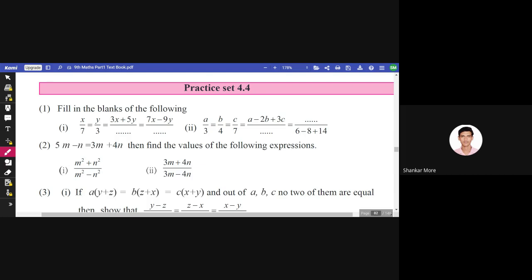Now for second one, a by 3 is equals to b by 4 is equals to c by 7 is equals to a minus 2b plus 3c, all of them you can solve it at home. Okay, so try to solve it at home. This is your homework, okay? And if you feel any difficulty while solving, we can discuss that in the next class.